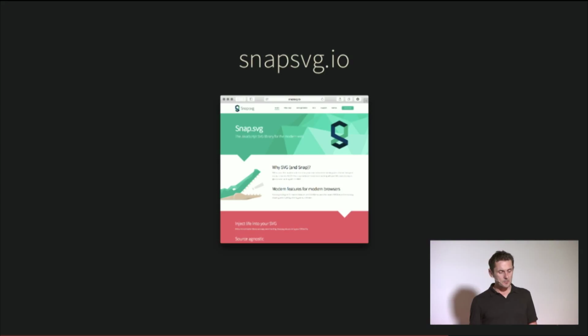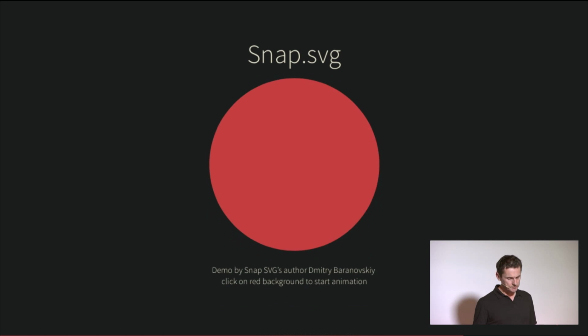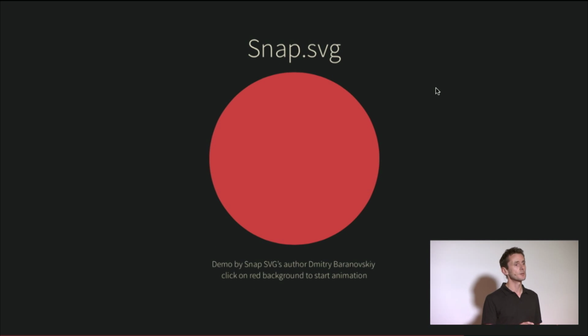There is a library called Snap SVG, which Dmitry Baranovsky from our team created a couple of years ago, and there's a whole website, snapsvg.io, and there are other libraries. Raphael, that Dmitry created as well, is another example. You could use D3 for doing a lot of work with SVG as well. I really like Snap personally because it's very, very simple to use. And I'll show you a little bit of a code sample.